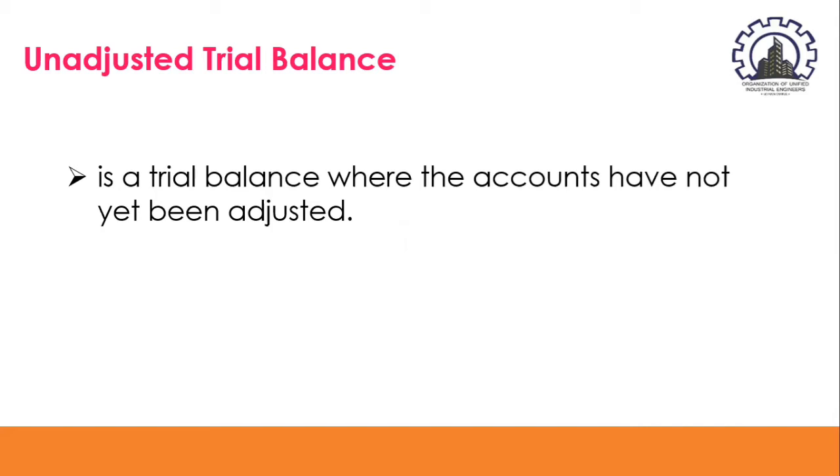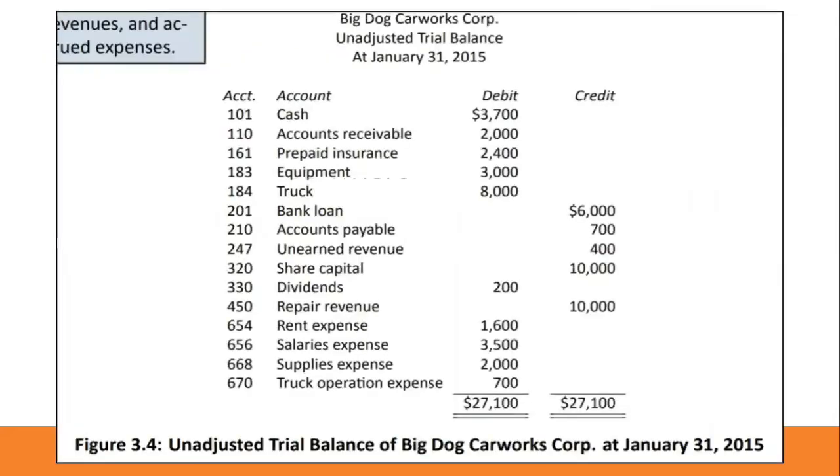Now, as you can see in figure 3.4, it shows the unadjusted trial balance of Big Dog Car Works Corporation at January 31st, 2015. As you can notice, it is an unadjusted trial balance because the accounts have not yet been updated for adjustments.